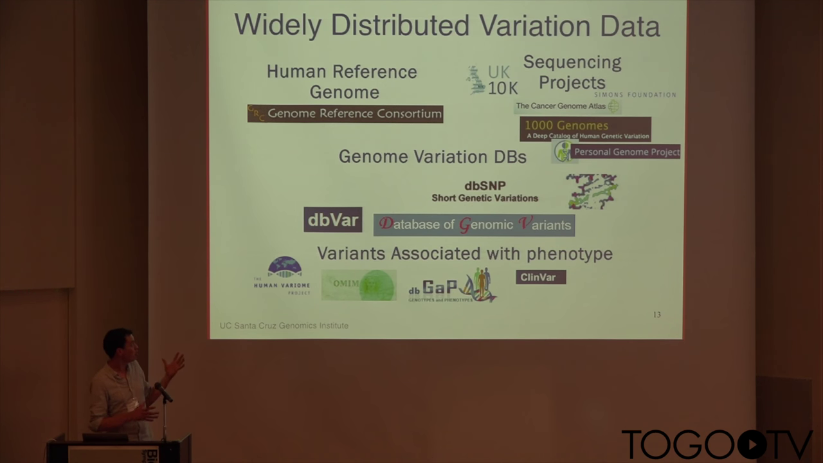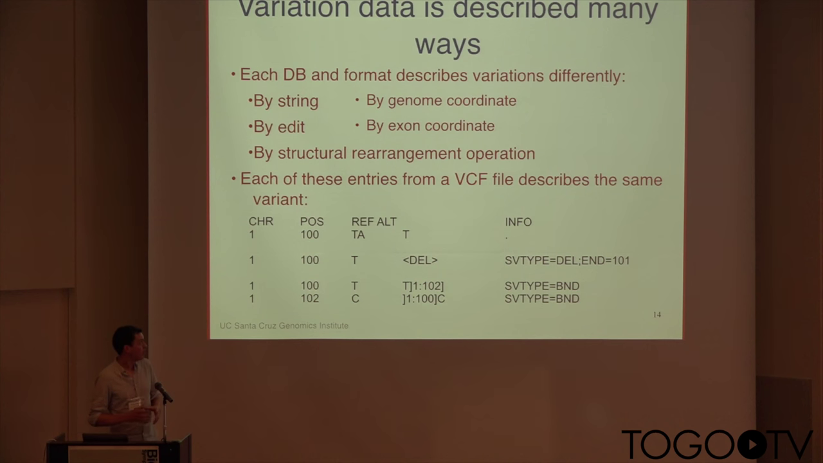And of course, we have this huge number of different catalogs with projects like UK10K, UK100K, 1000 Genomes, all of these different databases with associated phenotype data and annotation data telling us about the way that we vary as a population. The problem is that it's all over the place and not consistent, in the sense that we have different syntaxes to describe the same thing. We can describe variants by string, genome coordinate, edit, exons, transcripts, cDNAs. Really many, many ways to say the same thing. Even within a VCF file, we can have multiple ways of saying exactly the same thing.